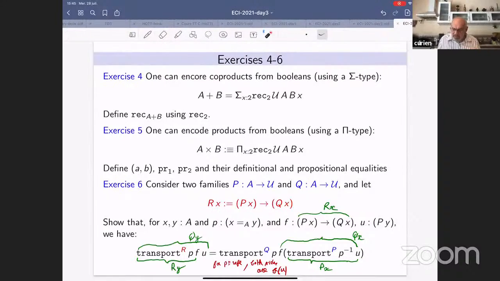Okay, so maybe it's enough if I give you the intuition. The intuition here is that A plus B can be defined by, so what is rec 2 U A B? Well, it's a function from 2 to the universe, which in case it is applied to 0 returns A, and in case it is applied to 1 returns B.